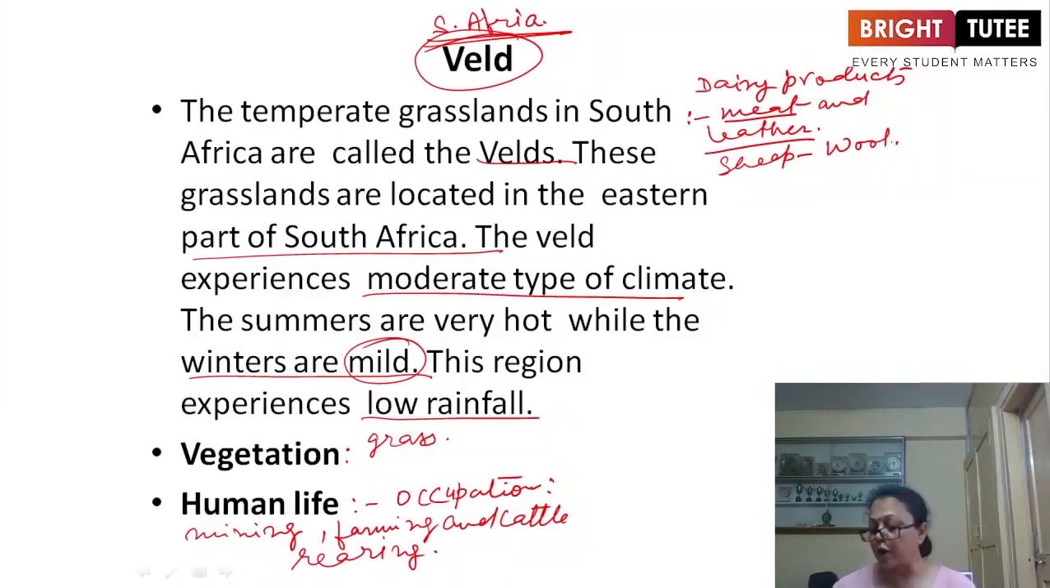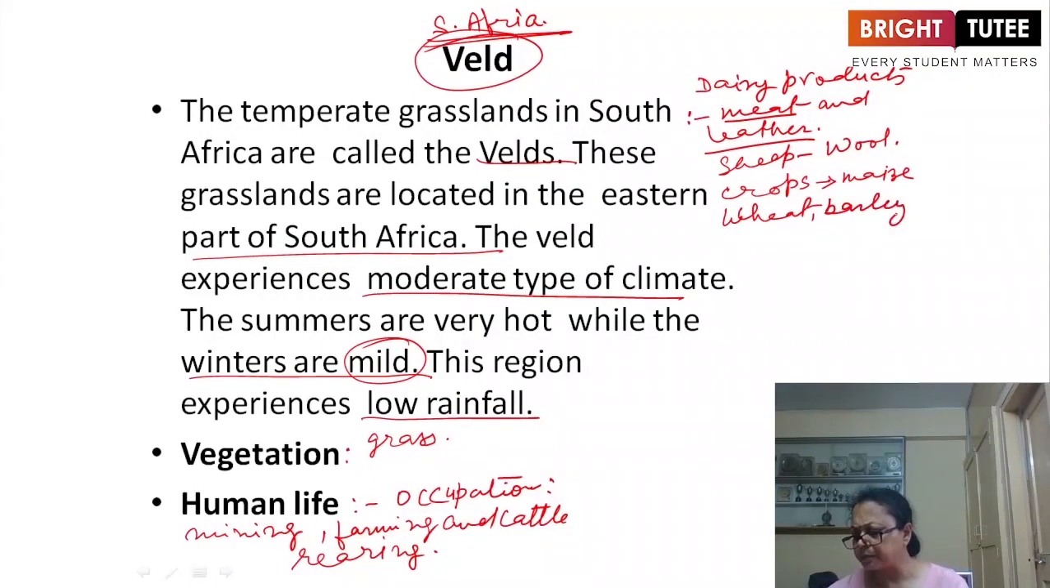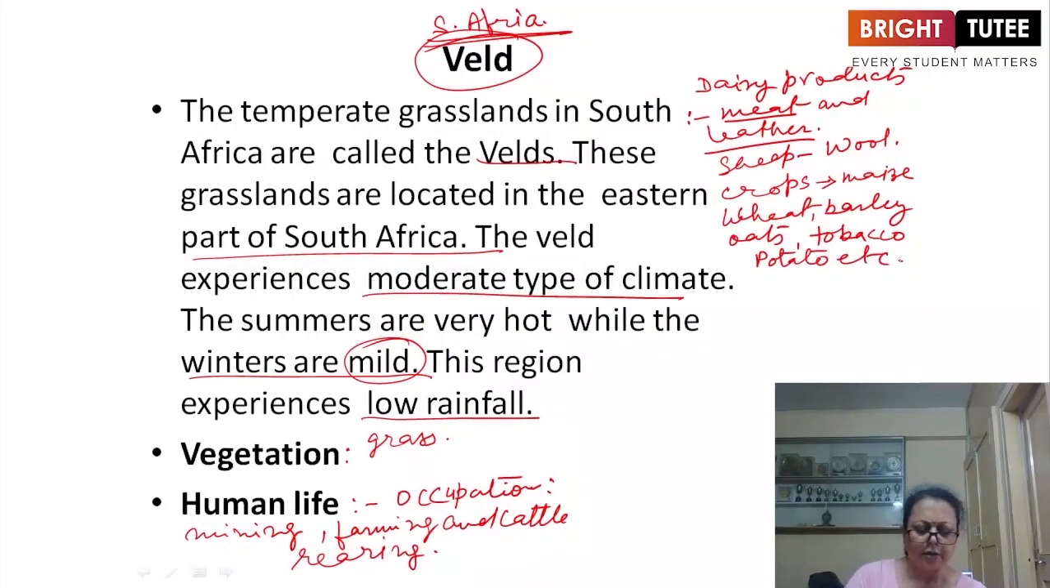The main crops grown over here are maize, wheat, barley, oats, tobacco, potato, etc. So it is the same as in the prairies, the same type of crops are grown in the veld region of South Africa also. This is about the velds.